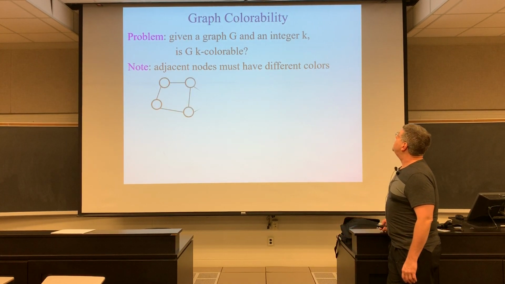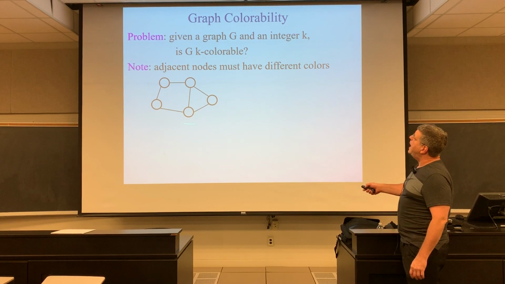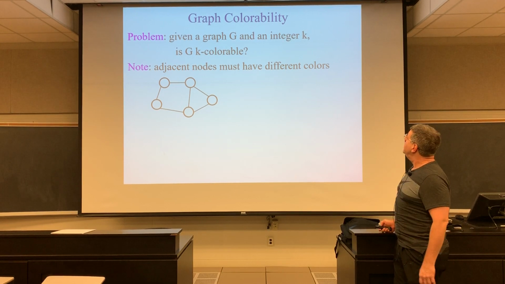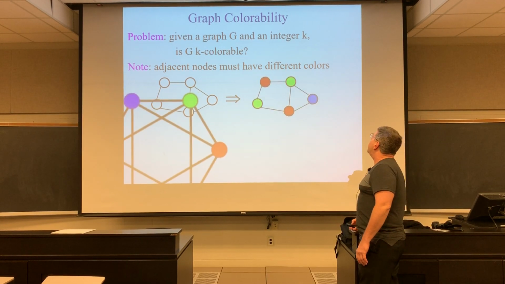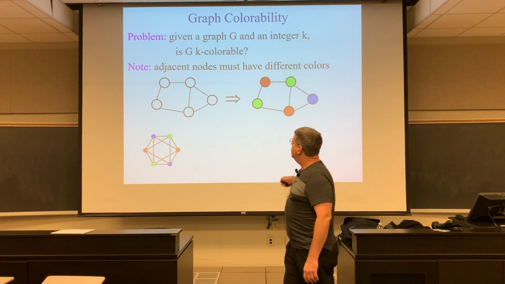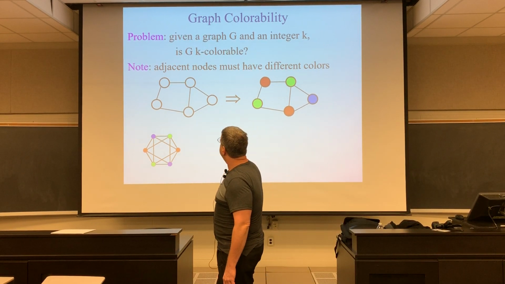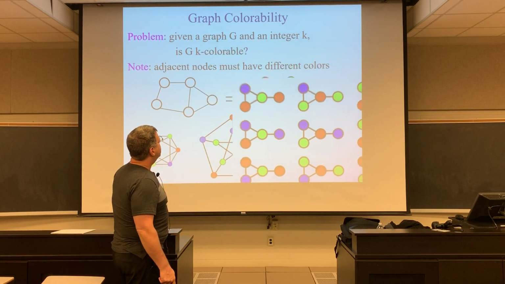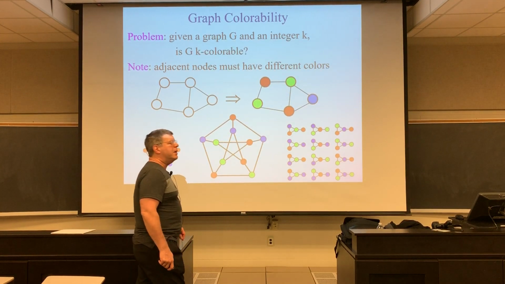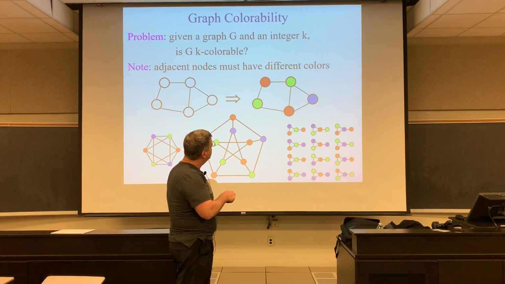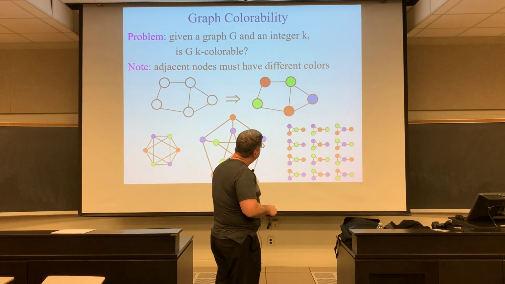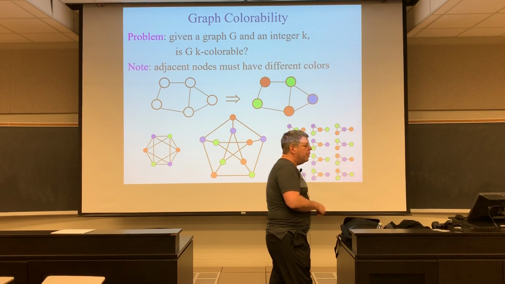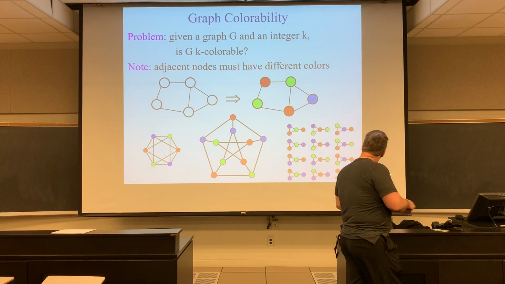And adjacent nodes must have different colors. So here's a graph, and I can say, is it 3 colorable? And for this particular graph, the answer is yeah, because here's a 3 coloring of it. And here's a 3 coloring of this different graph. And here's a 3 coloring of that graph. But there's a lot of different 3 colorings of a particular graph. Even for this small graph here of 4 nodes, here are all the possible ways of 3 coloring that 4-node graph. And there's about 12 different ways.